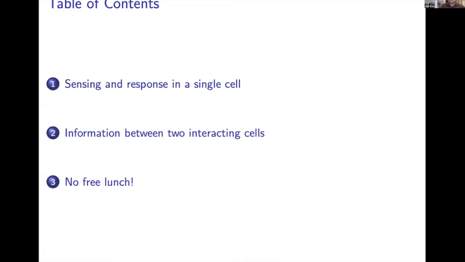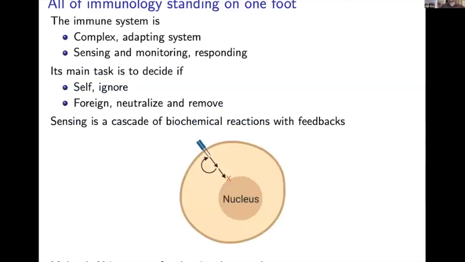So for me to tell you about sensing in a single cell, first I'd like to teach you all of immunology standing on one foot. That's a big task, but what you need to know for the rest of this talk is that the immune system is a complex and adapting system which senses and monitors the environment and needs to respond if there is something worth responding to. And specifically, its main task is to decide if something is self, in which case it can be safely ignored, or foreign, in which case it should be neutralized and removed. And this is not an easy task because self and foreign can end up looking quite similar to each other.